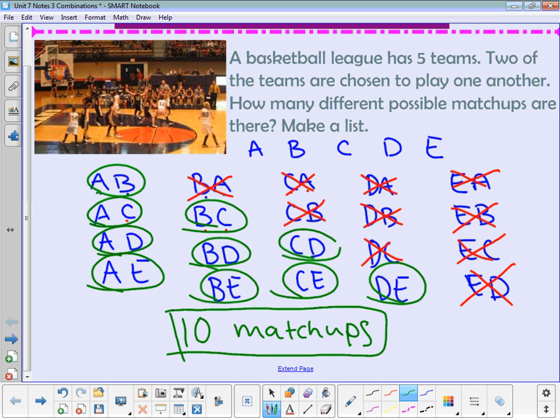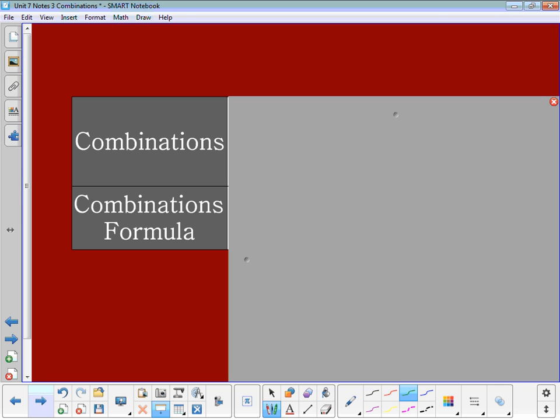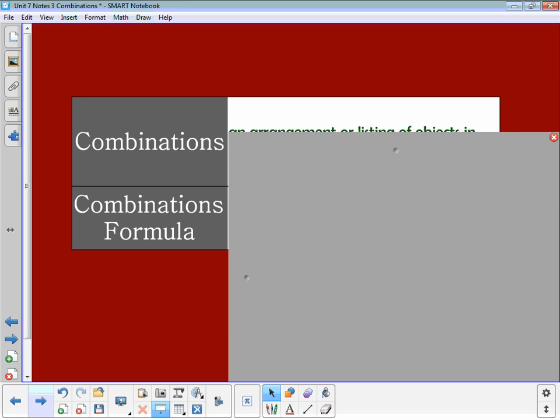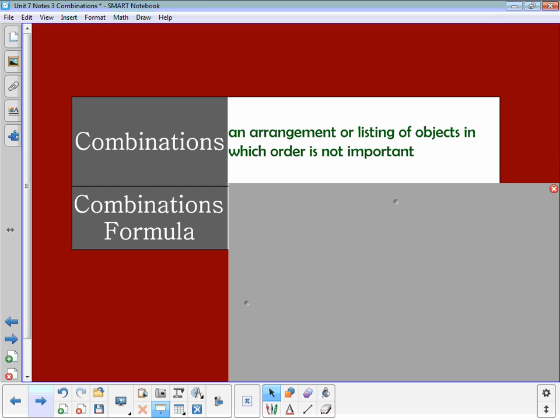Now, this is a little bit different than what we talked about yesterday. What makes this a combination is that it's still arranging or pairing or grouping objects, but now the order is not important. Okay, Team A playing Team B is the same as Team B playing Team A. So a combination is an arrangement or listing of objects in which order is not important. Yesterday we talked about permutations, order was important. So now combinations, order is not important.